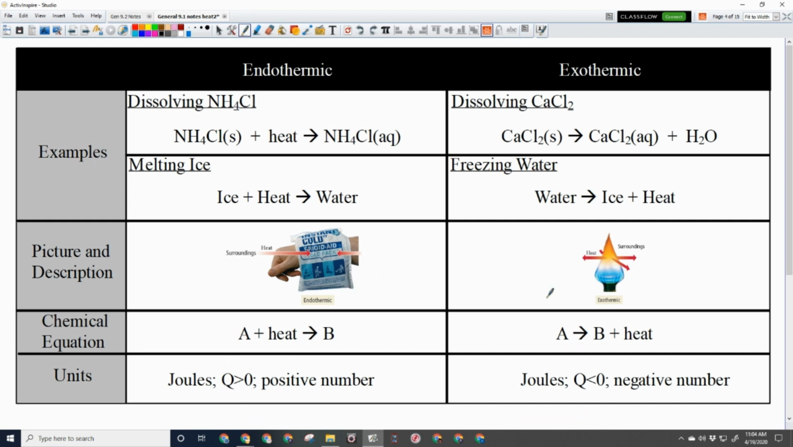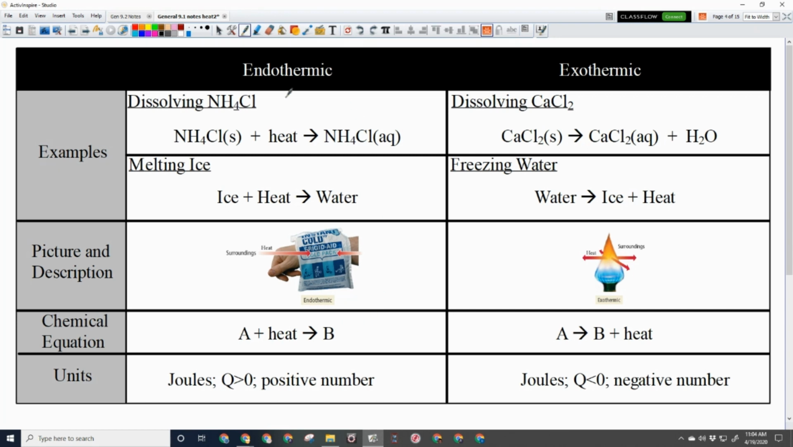And here we have a nice chart that has all of this information in one place. We're going to talk about some examples, pictures and descriptions, which we already have, the equation associated with endothermic and exothermic, and the units for this. So if you'll pause the video and write this down, we'll talk about it.